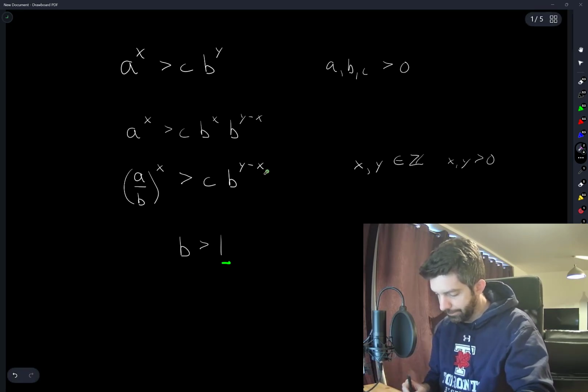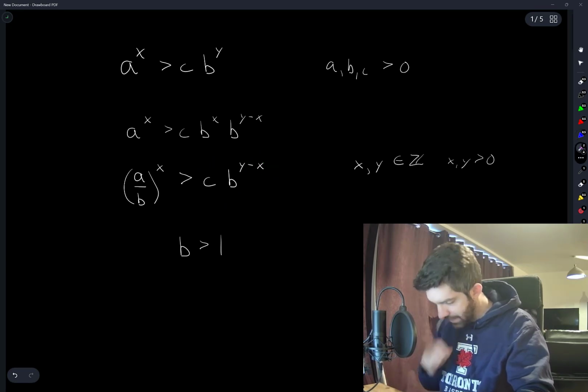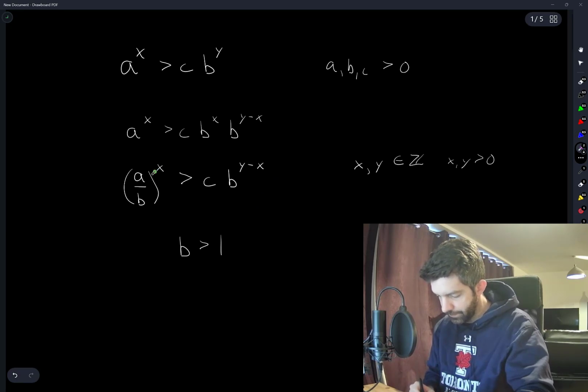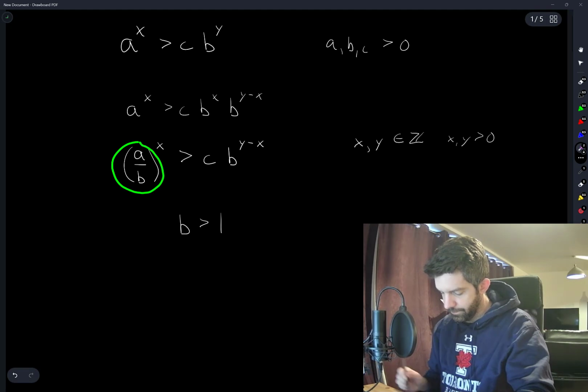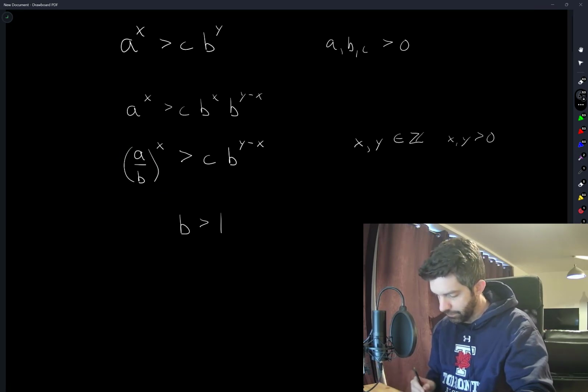If B is greater than 1, it's tempting to let X just get larger and larger, because then this whole thing will get smaller and smaller. But if this is getting smaller and smaller as X gets larger, the left-hand side may also be getting smaller and smaller, and it may be doing that faster than the right-hand side. So we need B greater than 1, and we probably need X, or A.